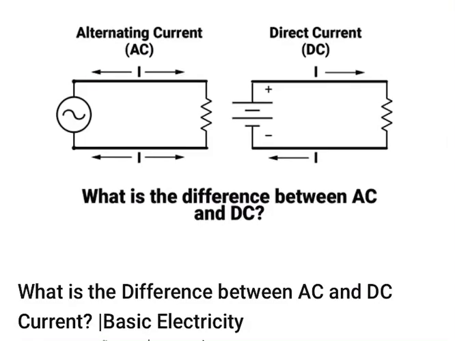Forms of electricity that we use every day: DC or direct current, and AC or alternating current. What is the difference between the types of currents?